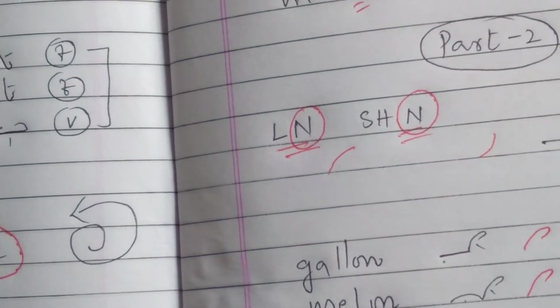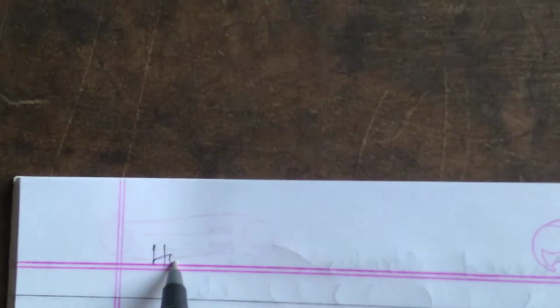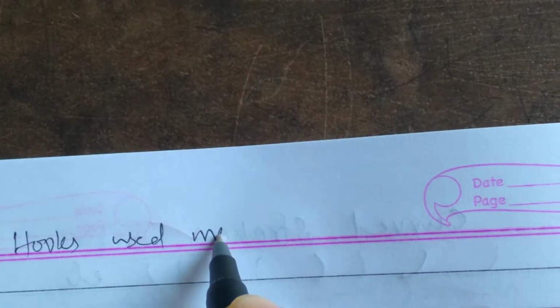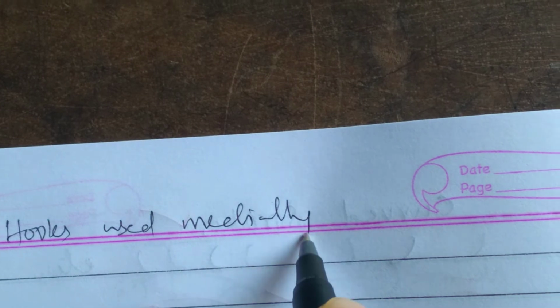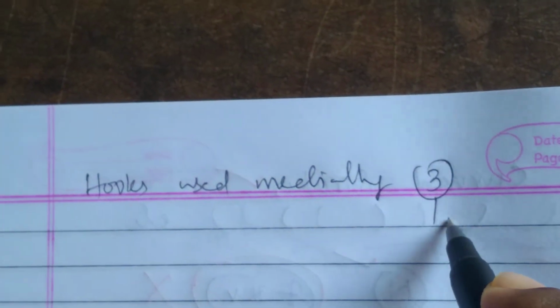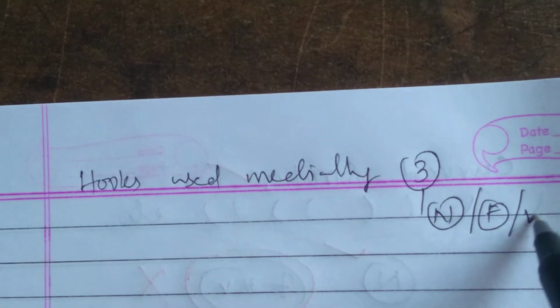Now I'm turning the page. Hooks used medially. How many hooks do we have? Three hooks, no? What are they? N, F and V hooks.